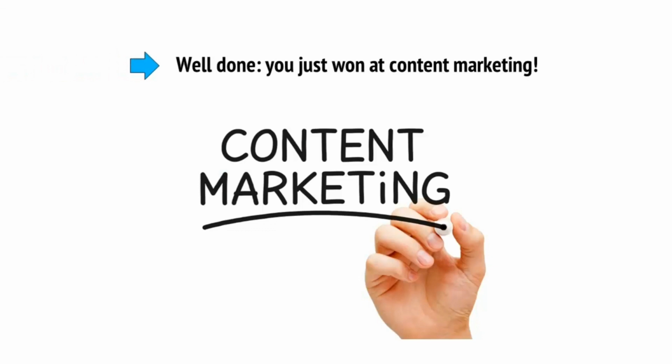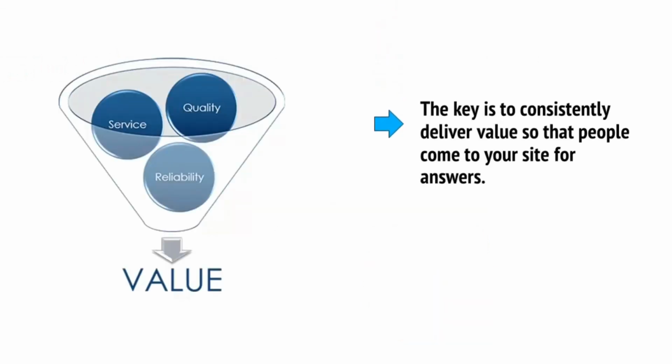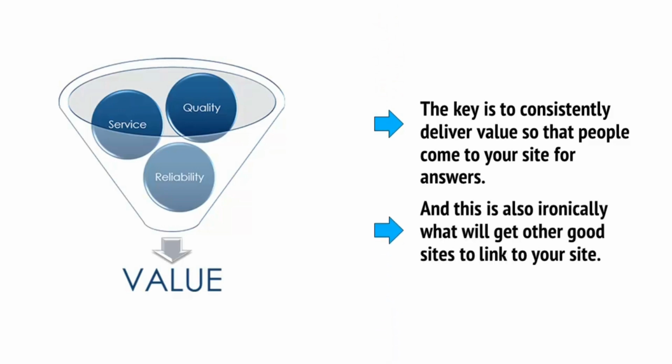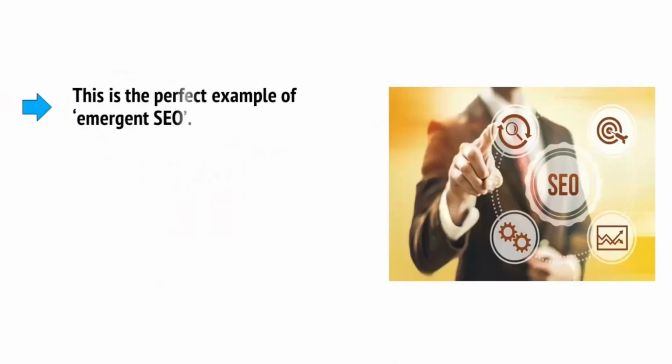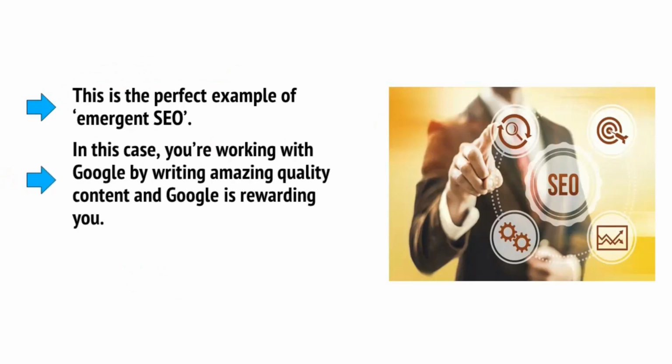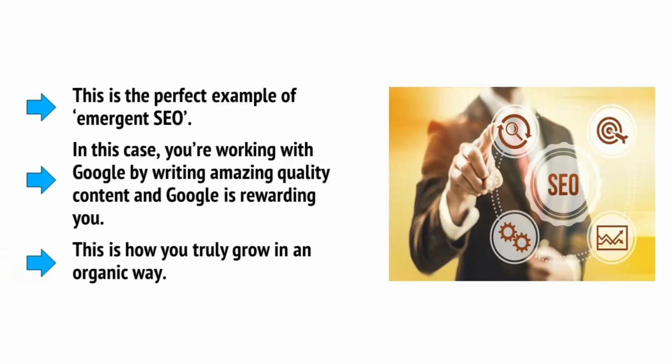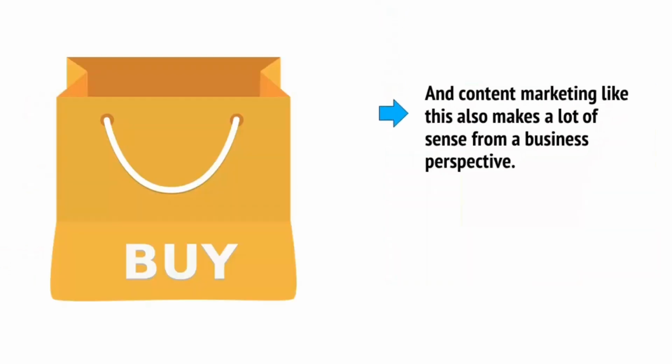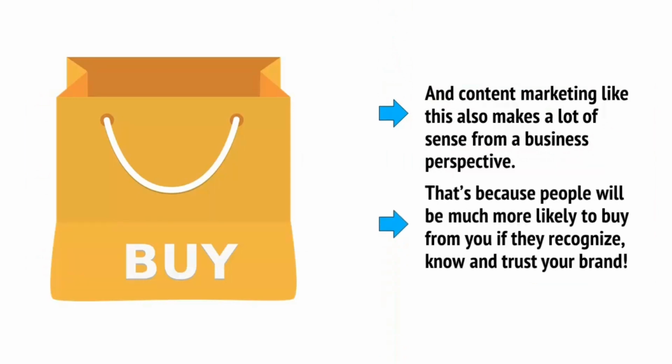The key is to consistently deliver value so that people come to your site for answers. And this is also, ironically, what will get other good sites to link to your site. This is the perfect example of emergent SEO. In this case, you're working with Google by writing amazing quality content, and Google is rewarding you. This is how you truly grow in an organic way. And content marketing like this also makes a lot of sense from a business perspective. That's because people will be much more likely to buy from you if they recognize, know, and trust your brand.